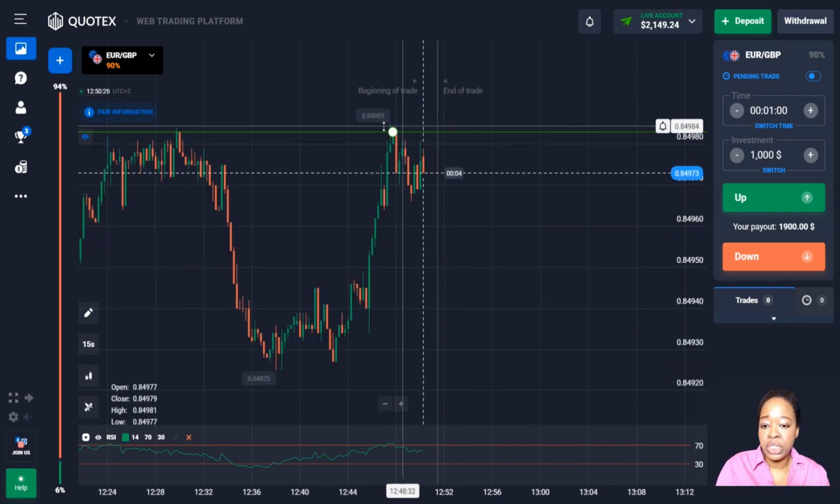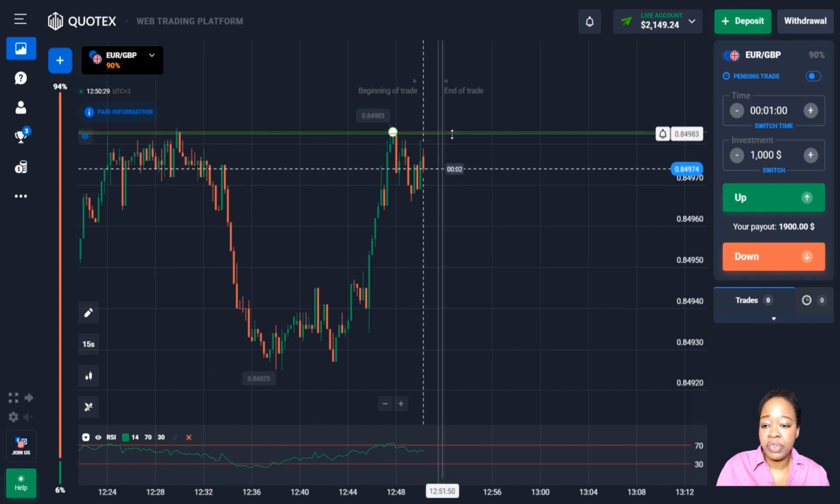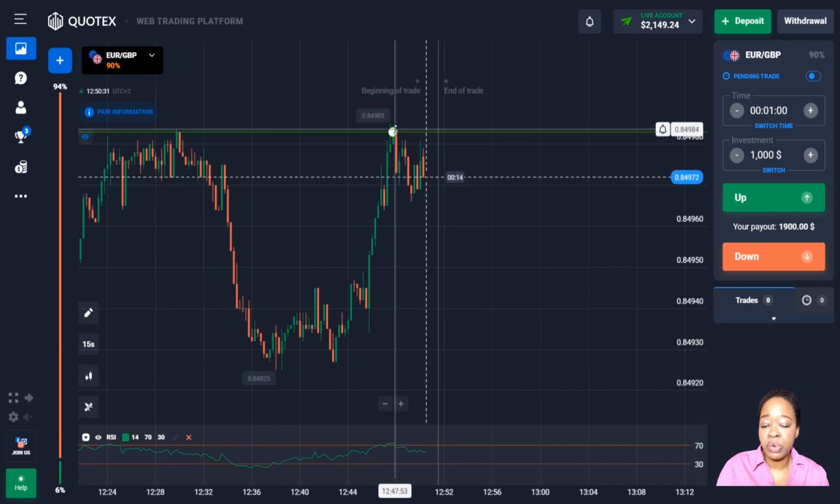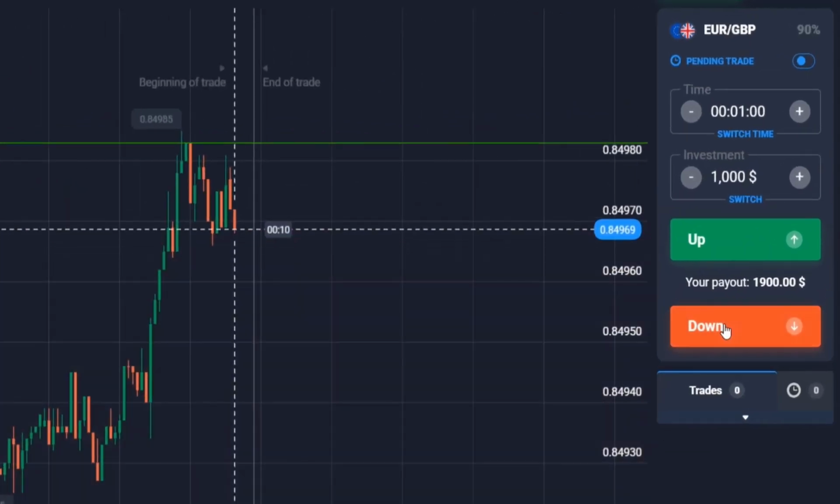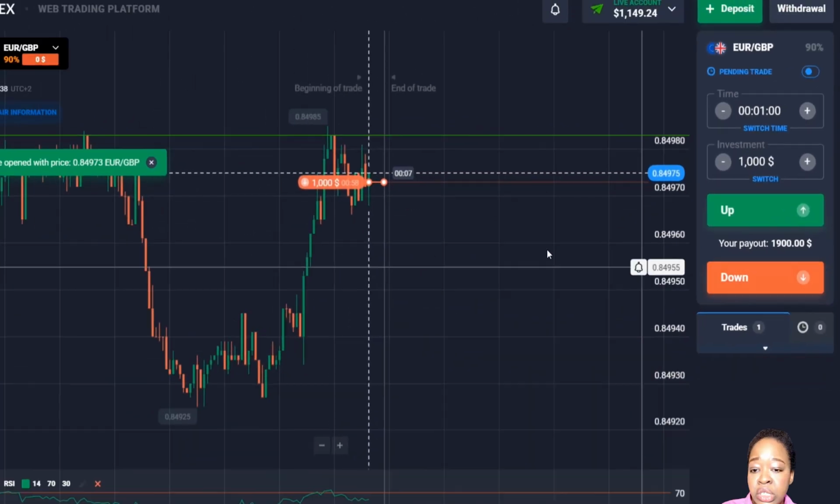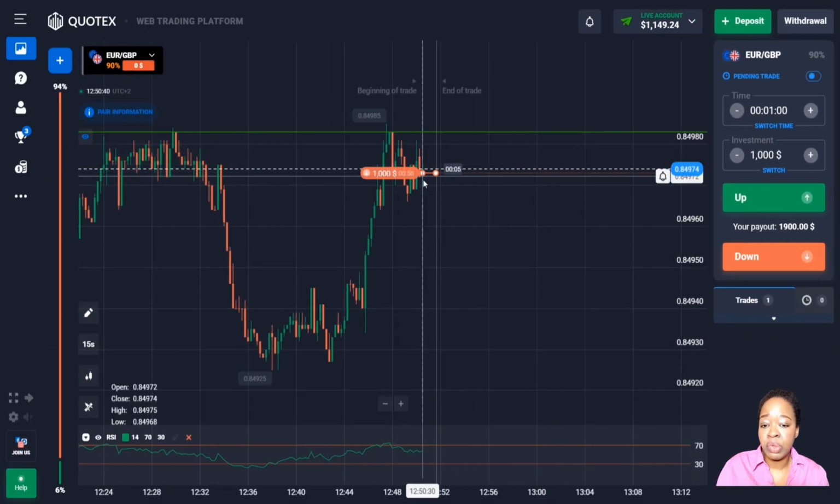So here I can see the resistance level, and I can also notice that after the second touch there was a pullback down. You can see these red candlesticks appearing. I'm going to click down for 1 minute, and right now you can see the price is bouncing down, and at this moment I'll try and make very good profit.